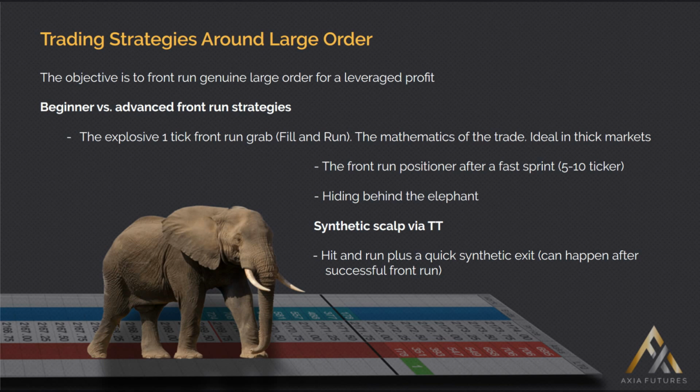And then there's the front run positioner after a fast sprint. We won't be looking at a video; I'd rather let you find this in the marketplace. But effectively, if you've had a large order sitting at a particular price all day, and therefore it ticks the box of a genuine order, what you're looking for is if you see the market moving 50, 60 ticks, say in this instance in the oil market, moving incredibly quickly towards an order.